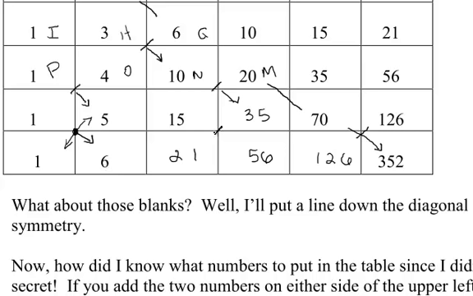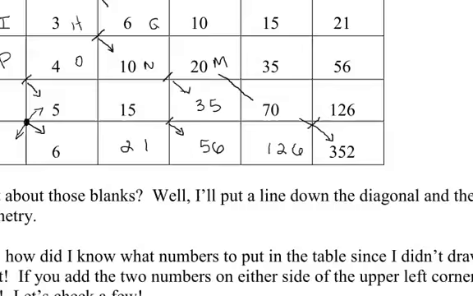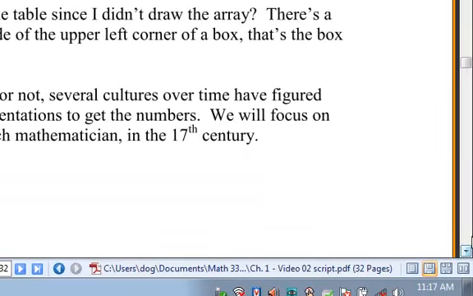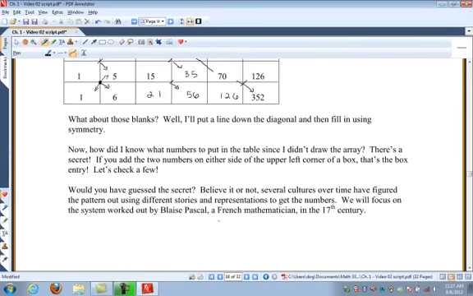See, so here's another one. 21 plus 35 is 56. It's a pattern, but it's not real obvious. Believe it or not, though, several cultures have figured this out with various applications over time. They use different stories and different representations to get the numbers, but they basically had the pattern down. We are going to focus our work on a system worked out by Blaise Pascal, a French mathematician in the 17th century. He had no computers, and he worked this out.